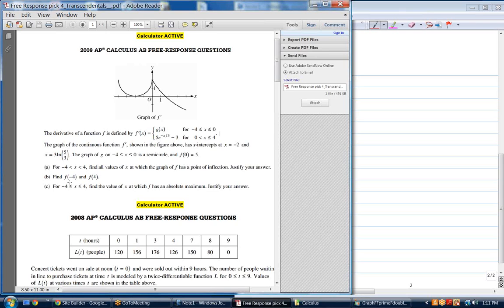Find f of minus 4 and f of 4. Okay, 1, 2, 3, 4. What is f of minus 4? F of minus 4. Well, since this is the derivative of f, would we have to... No, we're talking... Oh, man. No wonder I'm having problems.